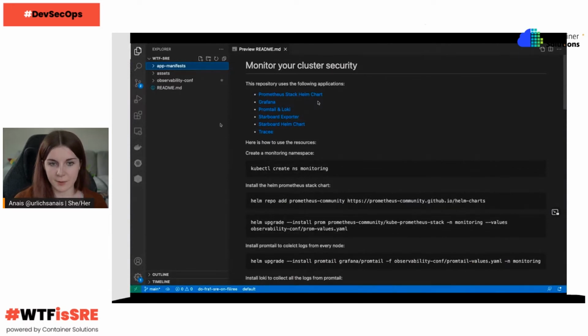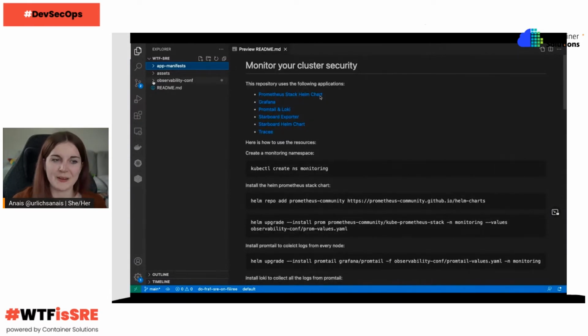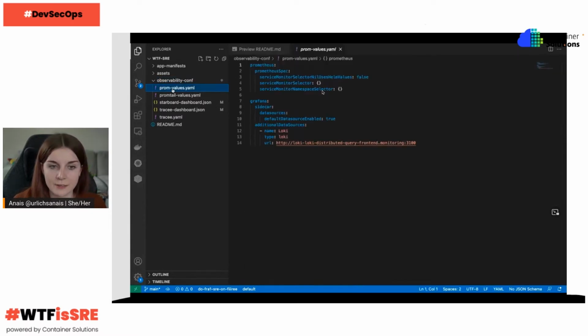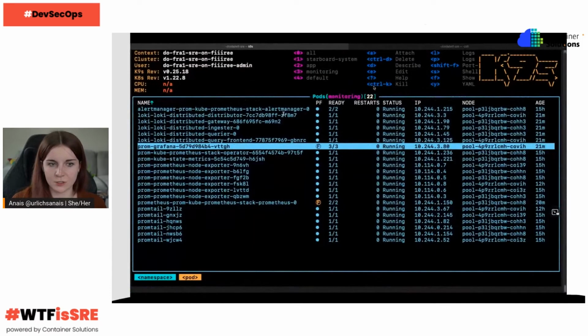So all of this is coming from this repository. The repository is on my GitHub account, so you can access it later and check out how I set everything up. And here are the configuration files, the values files that I used to set up the Prometheus stack chart. First the Grafana configuration to have Loki as a data source, and then I want to scrape all of my services for their metrics endpoints. And then I have my Promtail configuration that just links Promtail to where Loki is running.